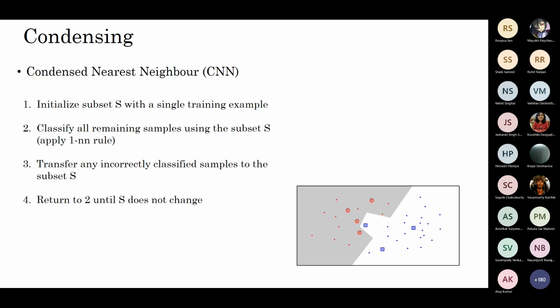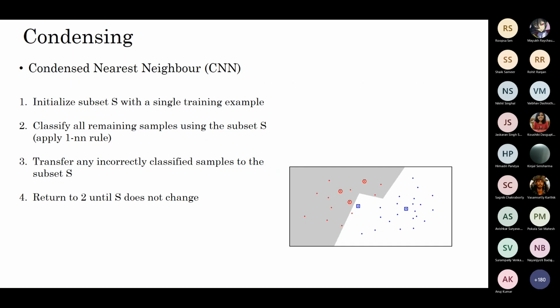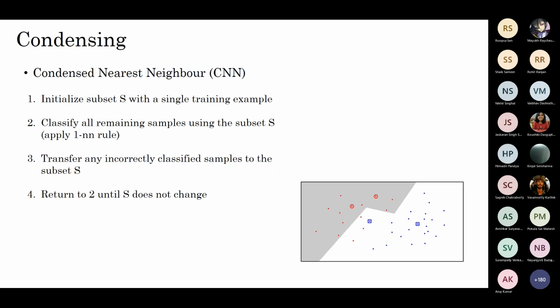You just repeat it. Sir, is there any significance of the gray border? Why is it changing? This is basically showing you the current decision boundary based on the set S, how your decision boundary is actually changing. Nothing else.